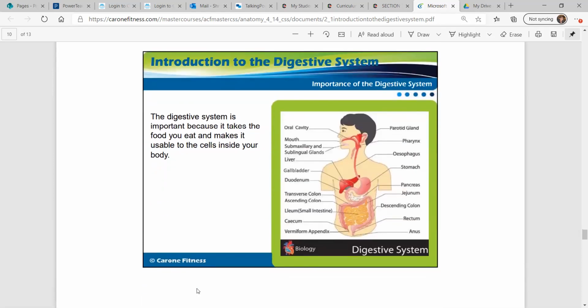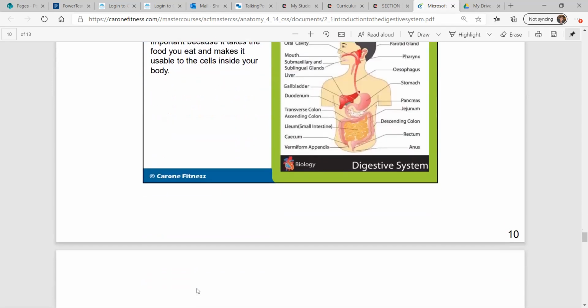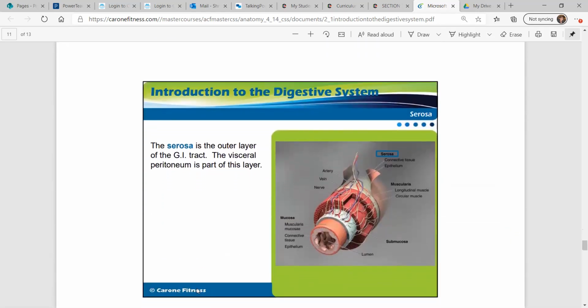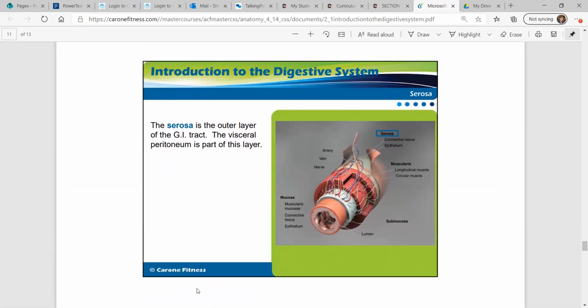The digestive system is important because it takes the food you eat and makes it usable to the cells inside your body. Now, the outermost layer, the serosa, actually contains that visceral peritoneum, and that's a part of this layer.